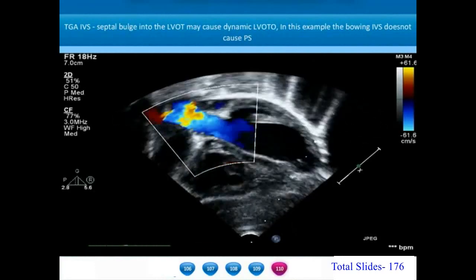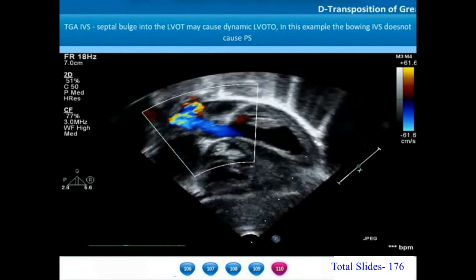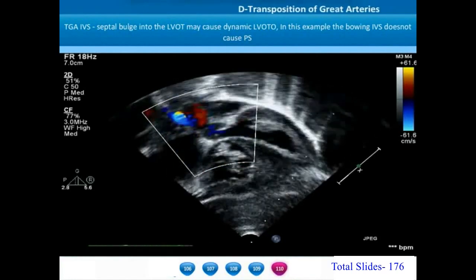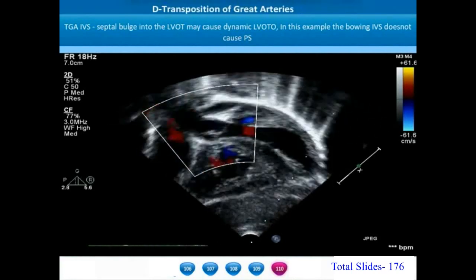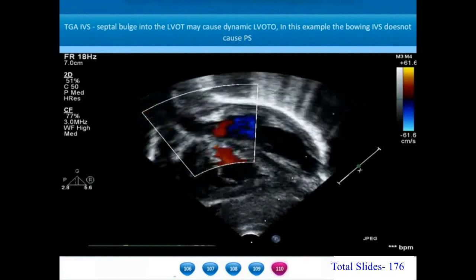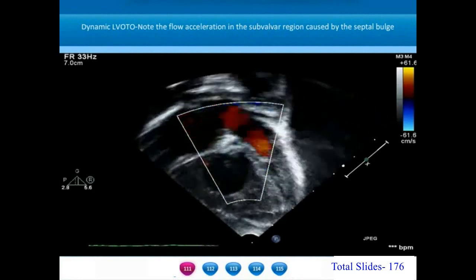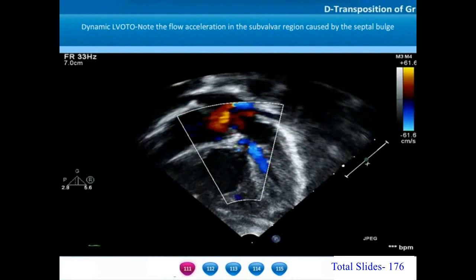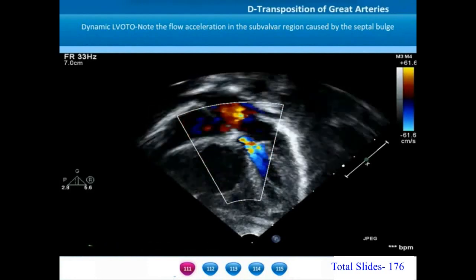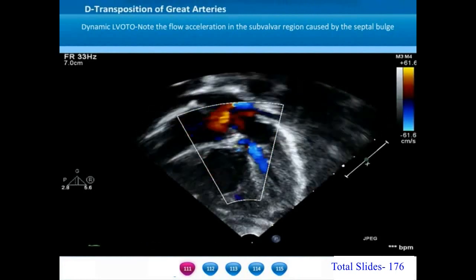In this subxiphoid coronal view, we are able to show how the interventricular septum bows into the left ventricular outflow tract, even though in this particular example there is no left ventricular outflow tract obstruction. However, in the second example, from the apical four-chamber view, we can notice that there is a dynamic left ventricular outflow tract obstruction caused by the septal bulge.